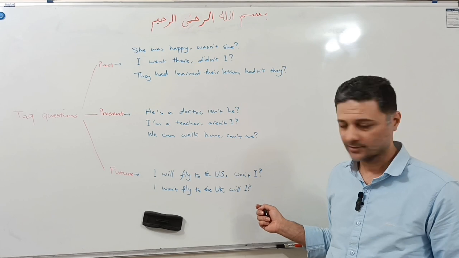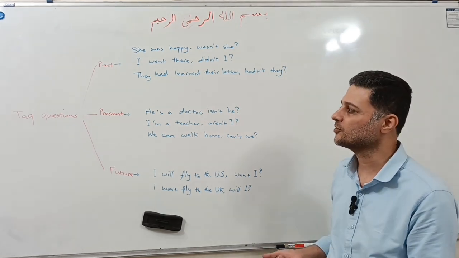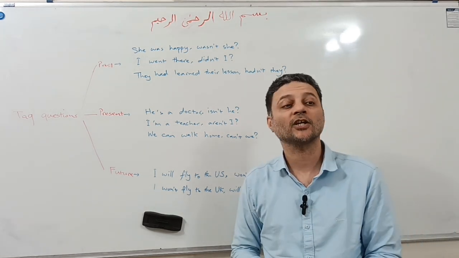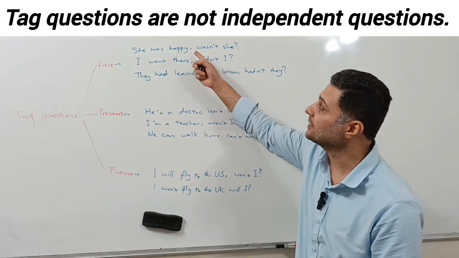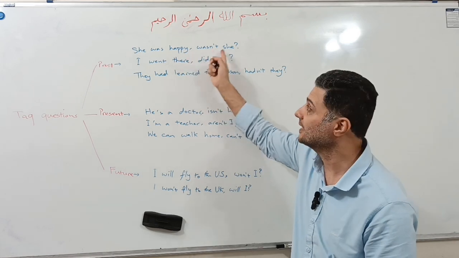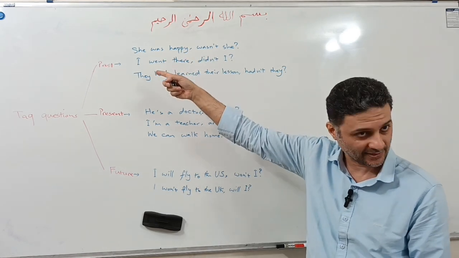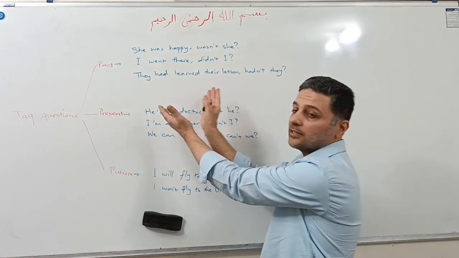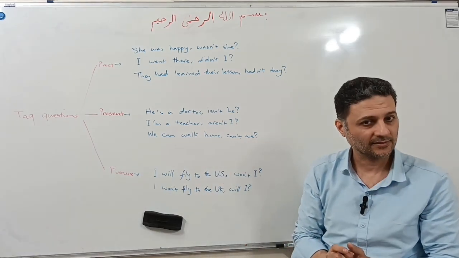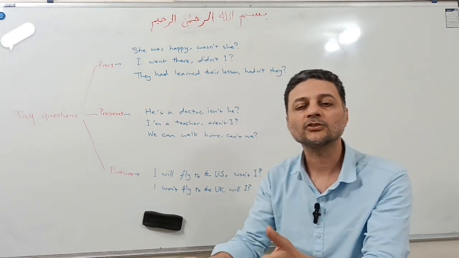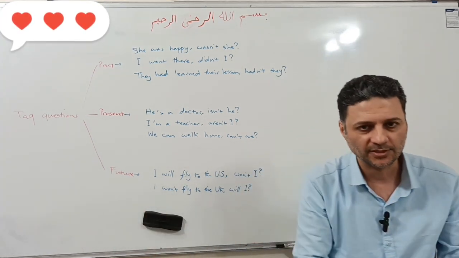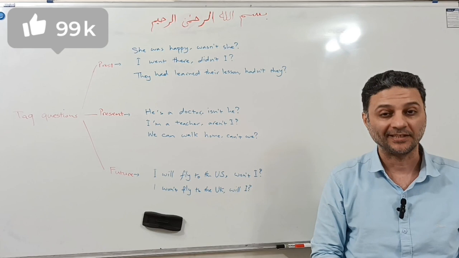Right? So this is how we use tag questions in English, and tag questions are not independent questions, all right? They come immediately after a comma, and they attach to the previous sentence, and together they become one sentence, okay? And we use tag questions in order to get somebody's attention, catch somebody's eyes, actually, or their ears.